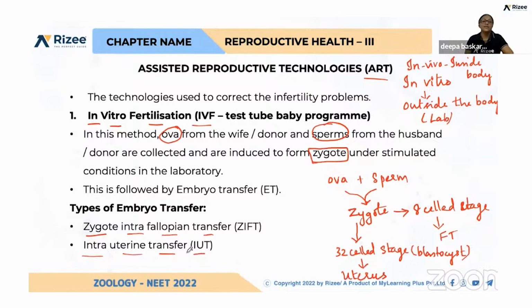So here, the question can be asked as, what is ZIFT? In ZIFT, the zygote which is formed outside the body is transferred into the fallopian tube of the female body. But if we develop the zygote again in the lab up to the 32 cell stage, it can be implanted directly into the uterus. That is called intrauterine transfer.